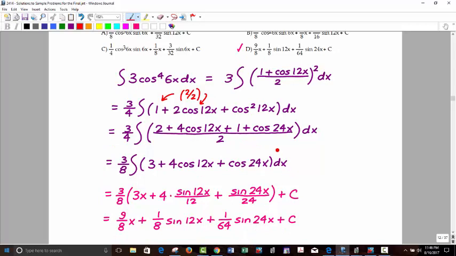I always like to, it's more efficient to add your like terms together before you take the antiderivative. It's not wrong if you don't, it's just more efficient to do it. So 2 plus 1, that's 3. So now we're integrating this term, and we got rid of all the squares, so we don't have to worry about using that identity anymore.